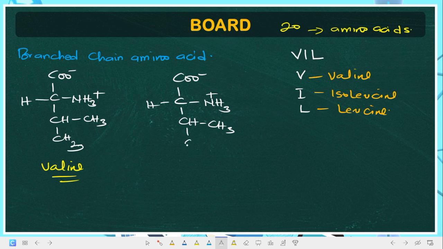CH3, then what? CH2, and what? CH3. Now the difference between valine and isoleucine can be seen in this CH3 group. You see valine, the chain ended here. Are we getting it? While isoleucine has another methyl group attached to it. Are we getting it now?